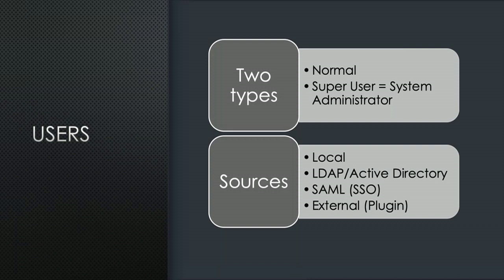Sources for those users can be either local, so you can create and manage the accounts locally within Informer, or you can import them from LDAP or Active Directory, or you can also use SAML for single sign-on to source your users, or if you have some other user repository that you want to use for authentication, you can have a plugin that connects to that user repository and authenticates users that way.